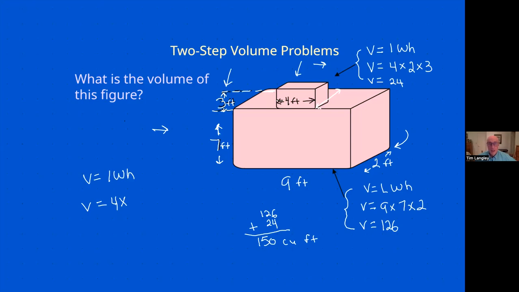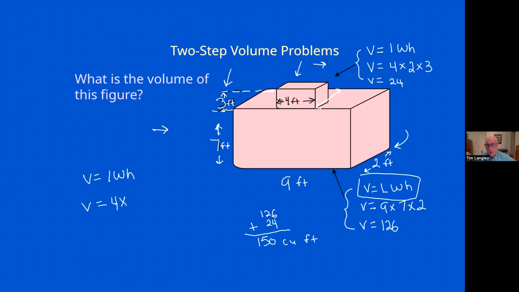All right, let's find the volume of the second one. Again, I've written down here, I'm going to put a box around it, here's my formula, and I plug in my numbers. The length is 9 feet. You'll see that at the bottom of the big cube. The height of it is 7 feet, and the depth of it is 2 feet. So that gives me 126 cubic feet.